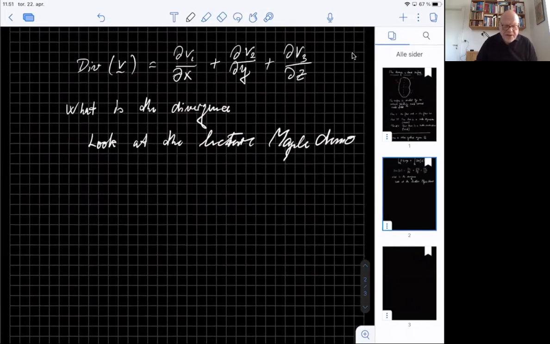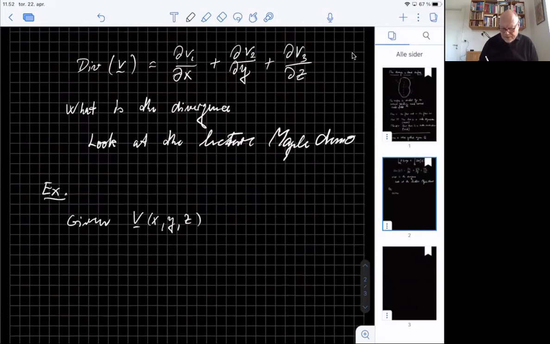Now, I'll start by giving an example. We're given a vector field: minus x plus cosine z, minus y times x, and then 3z plus the exponential of y. So this looks pretty complicated.